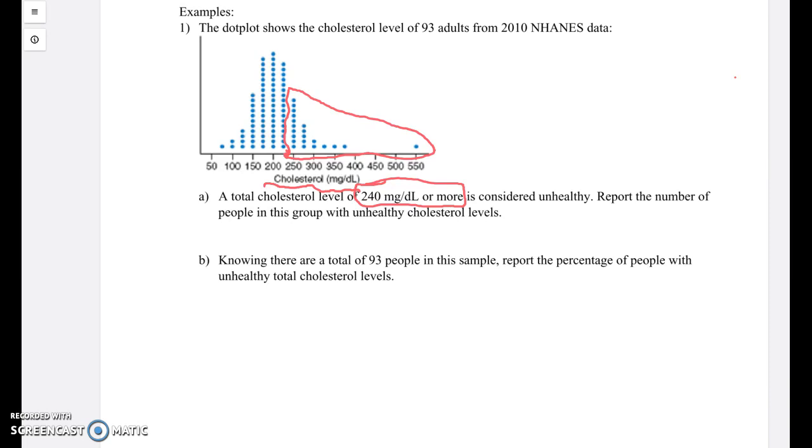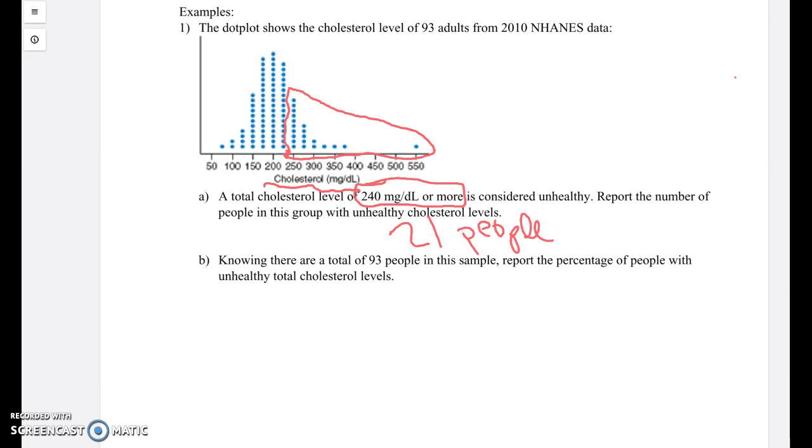So that's going to be 1, 2, 3, 4, 5. How many is that? 21? Yes, 21. All right, so all I have to do is count all these dots, all of these dots here. And what I get is 21 people. And that's it, right? I just looked at the graph and counted the dots.